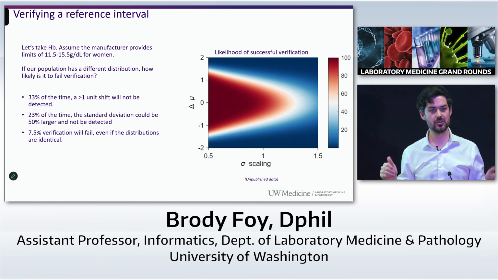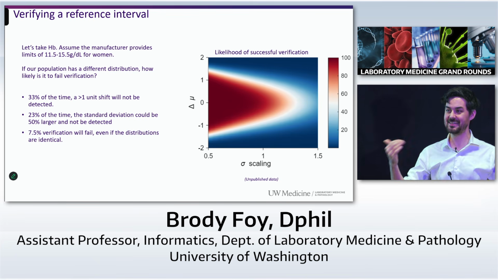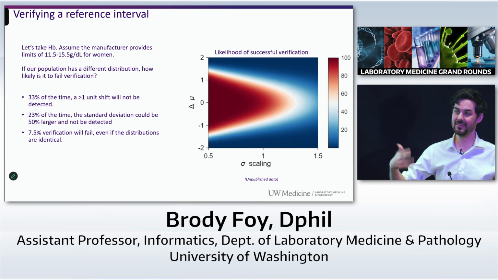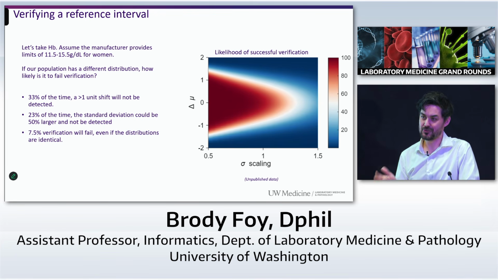This is less of an issue because CAP guidelines say if it fails verification, just collect another 20 and do it again, and if it passes, that's good. So it's actually all right for detecting the true distribution, but it's not good at detecting failures.